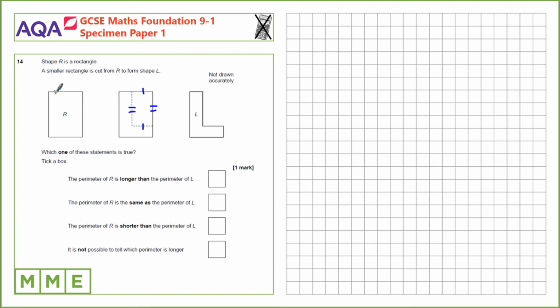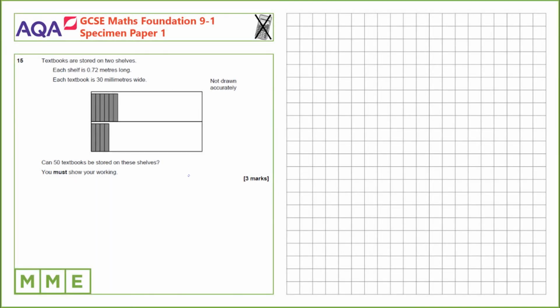So if we're adding up the perimeter of R, we would go this plus this plus this plus this plus this plus this. Similarly for L, these sides here, 1, 2, 3, 4, are the same as on R. And this side is equivalent to this side, and this side is equivalent to this side. So the perimeter doesn't actually change because this is equivalent to the region here that was cut away, and this is equivalent to the region here that was cut away. So the perimeter of R is the same as the perimeter of L.